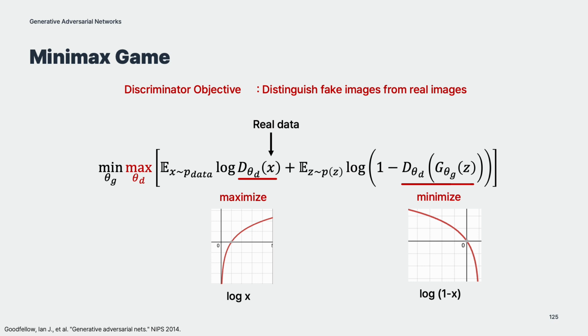In the first term, x refers to a real data sample. So the discriminator is trained to output a value close to 1 when given real data. In the second term, G(z) is a fake sample by the generator. The discriminator is trained to output a value close to 0 when given fake data.